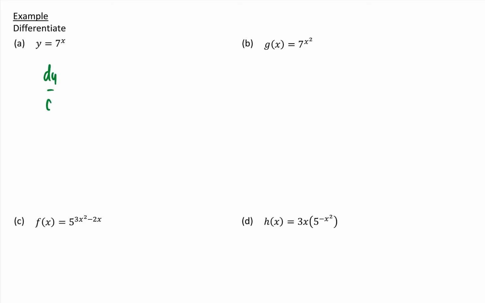Well, that means that dy/dx would be equal to 7 to the exponent of x times the natural logarithm of 7. And we're done. Next one is a composition of functions.